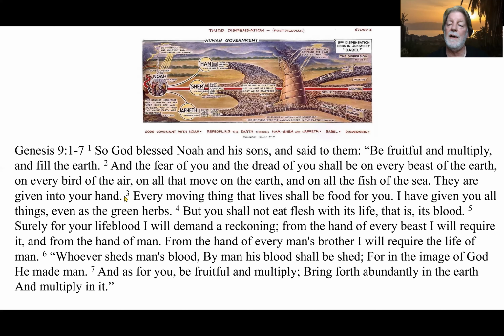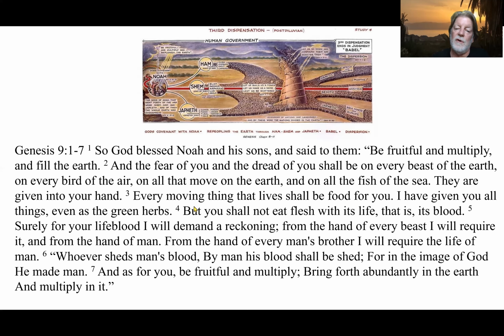So here, a certain level of dominion is placed back into the control of human beings, and the animal creation will be aware of that. The fear of human beings would be the experience of all these animals. Every living thing that lives shall be food for you. And this is the beginning of eating meat for human beings. We've mentioned already that up to this point, human beings were vegetarians.